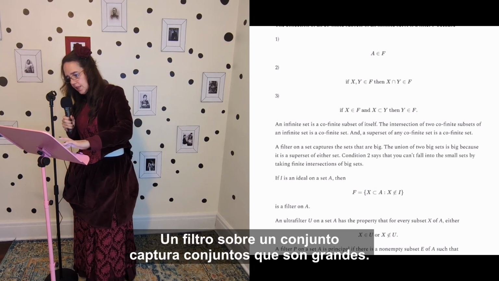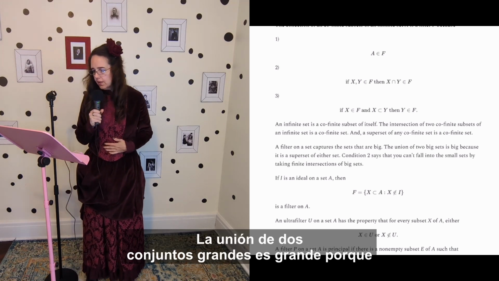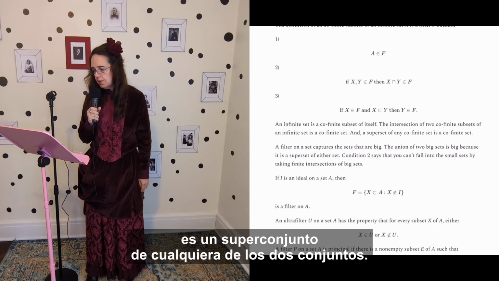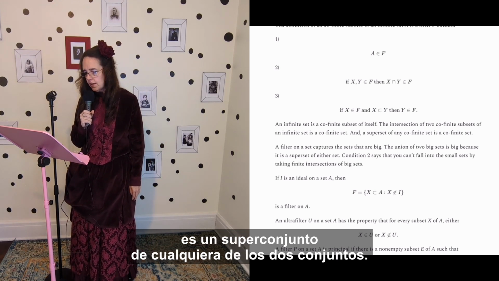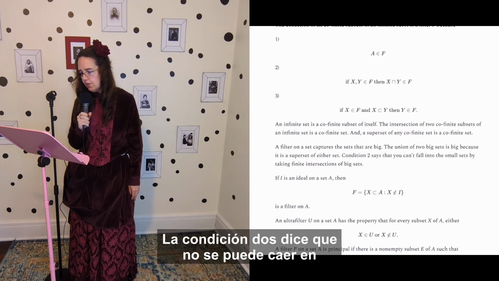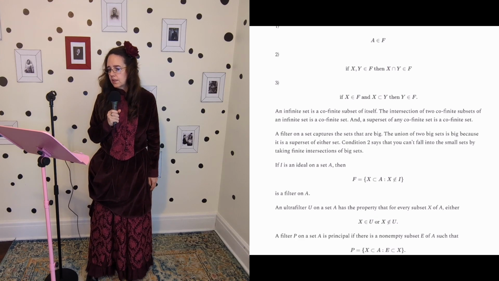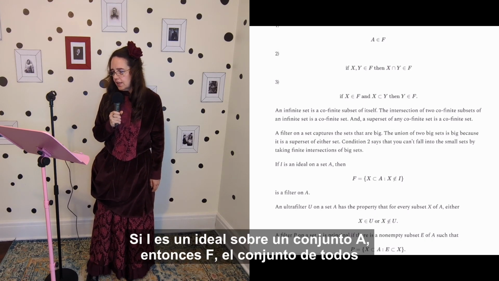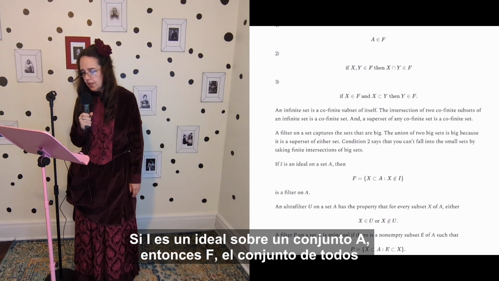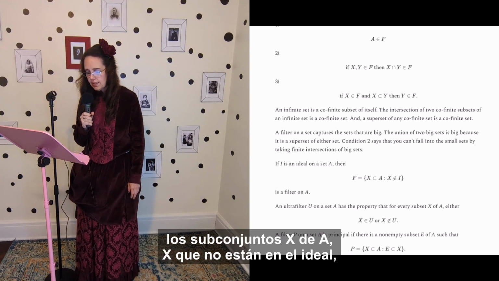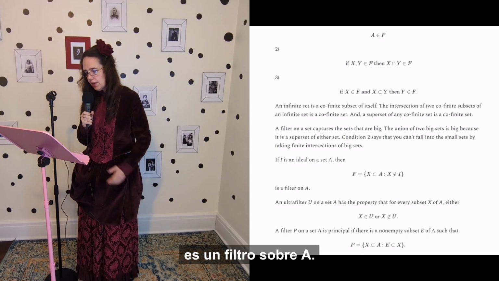A filter on a set captures the sets that are big. The union of two big sets is big because it is a superset of either set. Condition 2 says that you can't fall into the small sets by taking a finite intersection of big sets. If I is an ideal on a set A, then F, the set of all X subset of A, X not in the ideal, is a filter on A.